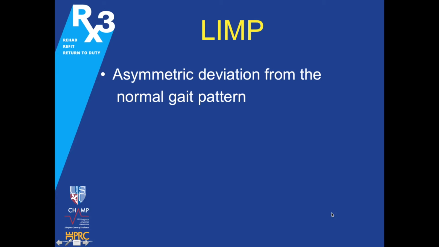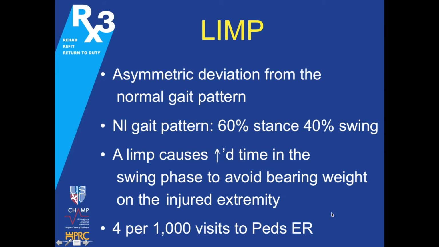So let's shift gears and now talk about a limp. So what is the definition of a limp? It's an asymmetric deviation from the normal gait pattern. Your normal gait pattern, the majority of your time is spent in the stance phase with 60% and then 40% in the swing phase.